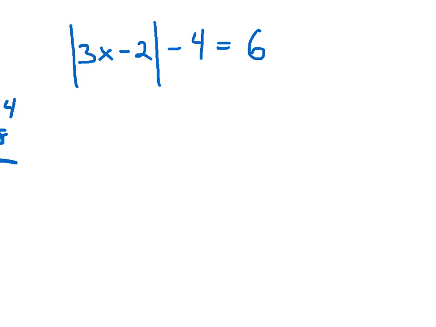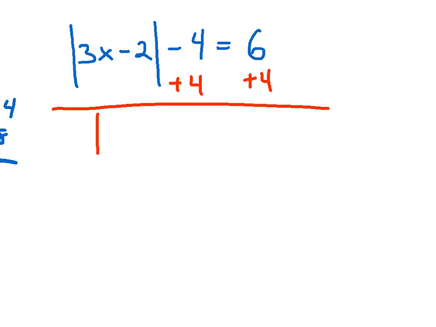So here's how I would solve this problem. To get the absolute value sign to be by itself, I'm going to first add 4 to each side of my equation. And when I do that, the 4's cancel out on the left, leaving me with the absolute value of 3x minus 2 equals 10.